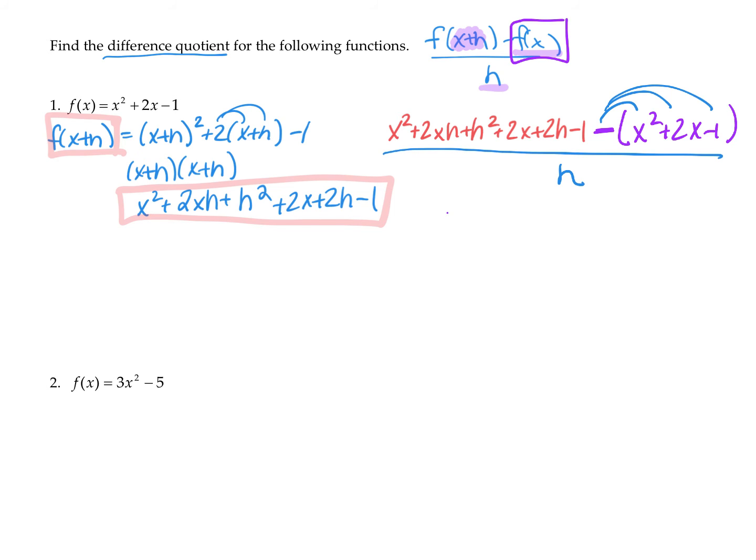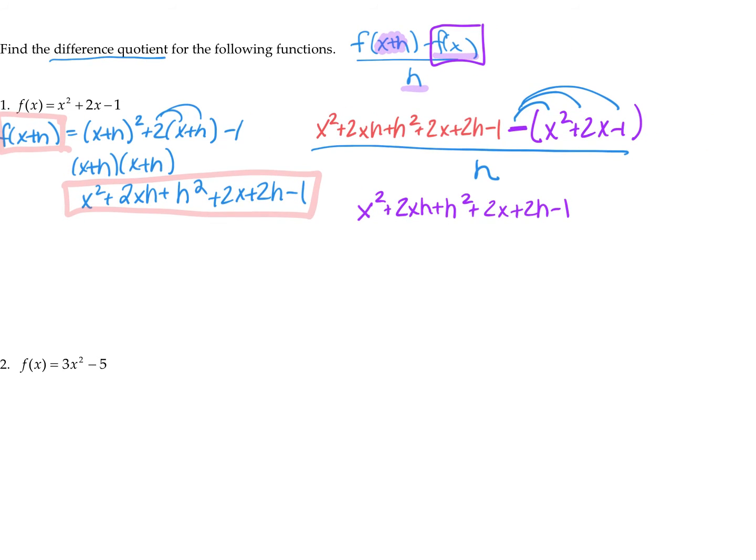So let's simplify this a little bit. So we have x squared plus 2xh plus h squared plus 2x plus 2h minus 1 minus x squared minus 2x plus 1 all over h. So let's look at some things that will simplify. So I have a positive x squared and a negative x squared, so those will simplify. I have a positive 2x and a negative 2x, so those will simplify. I have a negative 1 and a positive 1, so those will simplify.